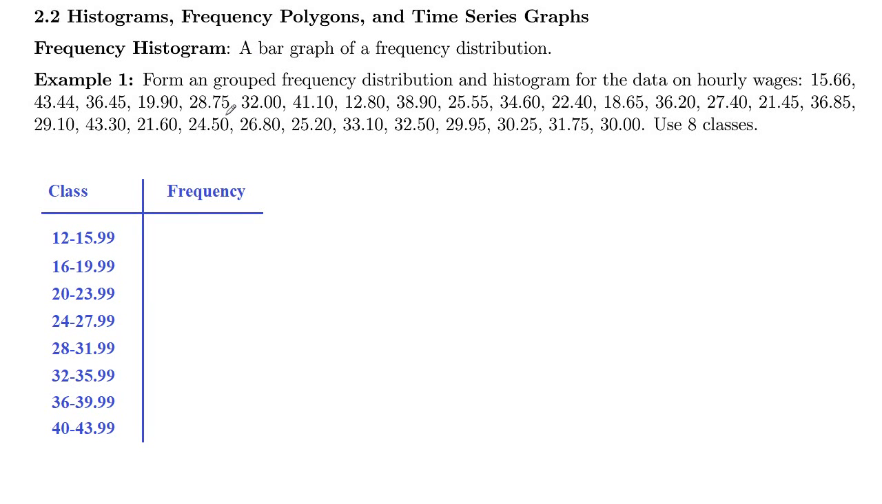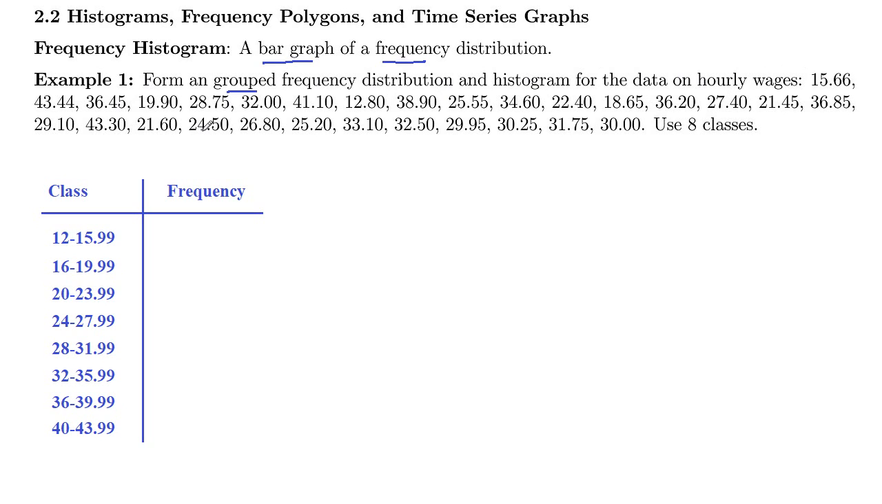So here in section 2.2, we're going to look at some more graphical displays. In particular, we're going to look at frequency histograms and frequency polygons. A frequency histogram here is just a bar graph of the frequency distribution, and we formed frequency distributions earlier. So in this example, we want to form a grouped frequency distribution and a histogram, that's the graph, for the data on hourly wages.